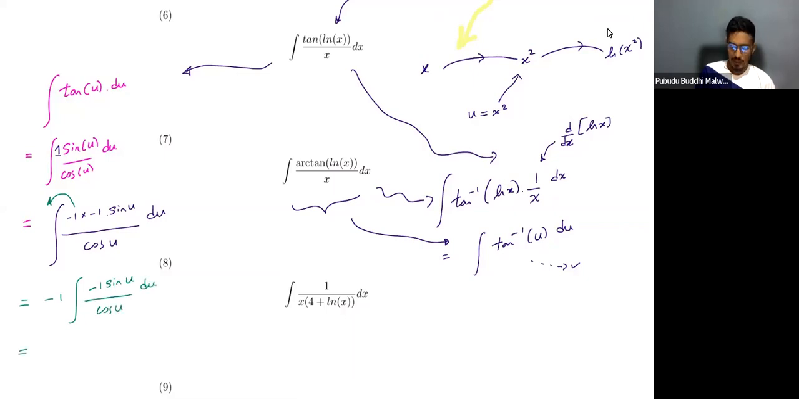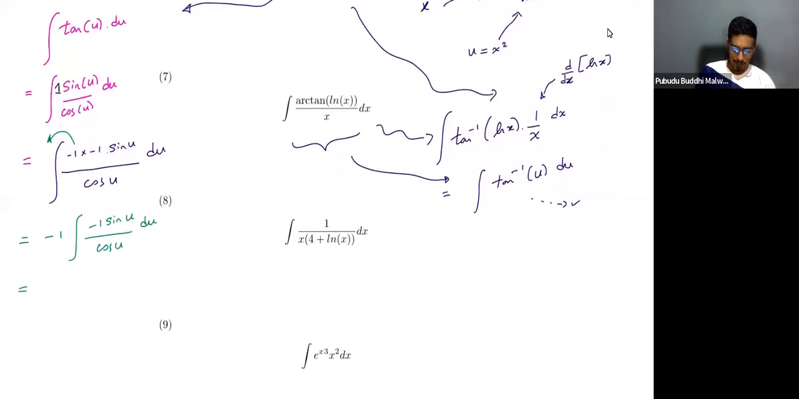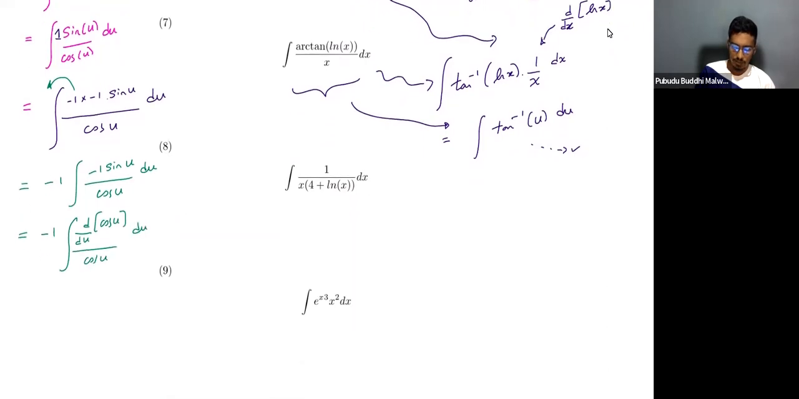Then I think we can easily integrate. Sometimes people write like this. The derivative of cosine u. After creating this form, we can write the answer straight away. That is minus 1 natural log of cosine u.